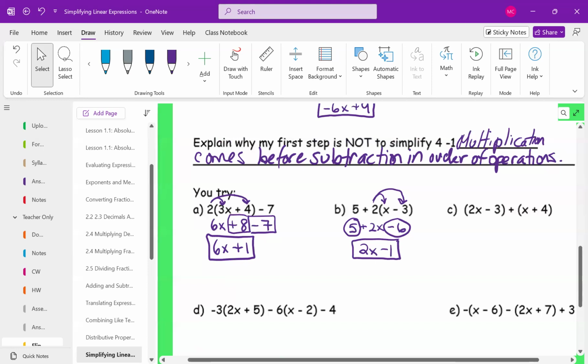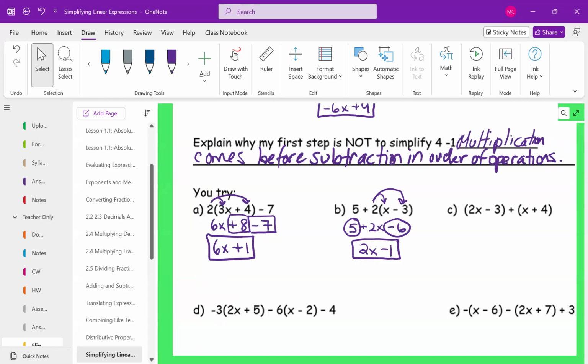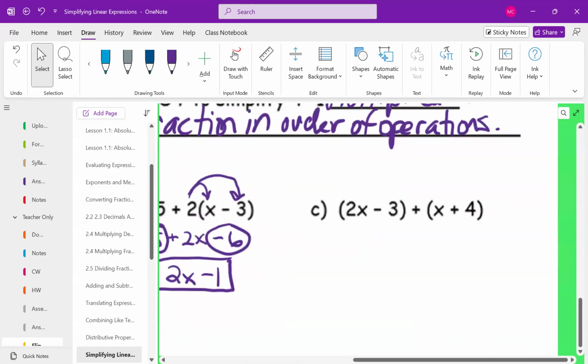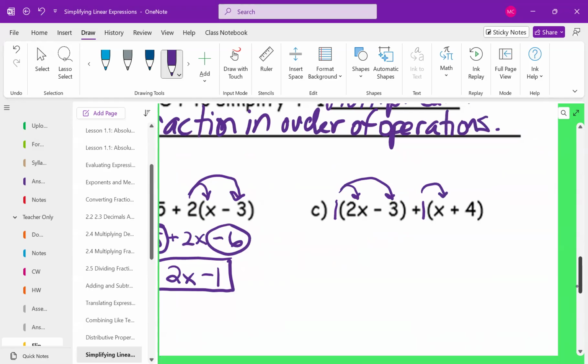Now, on example C, we still have to get rid of the parentheses first before we do anything else. Well, what's in front of the parentheses? You might say nothing, but there's really an invisible 1, like we've learned before. So we're just going to distribute that 1 to each term in the parentheses so that we can eliminate those parentheses. So 1 times 2x is 2x. 1 times negative 3 is negative 3. 1 times x is x or 1x. You can write it either way. And 1 times 4 is 4.